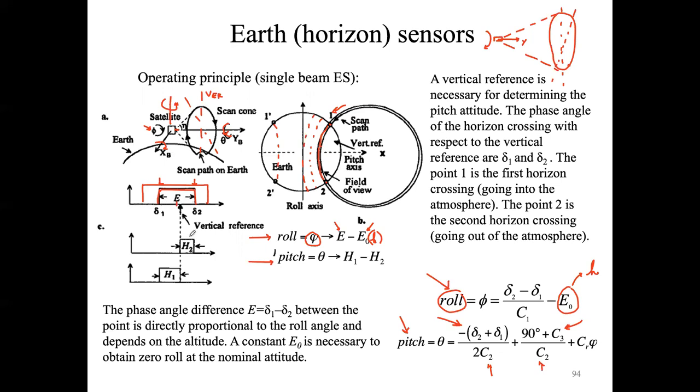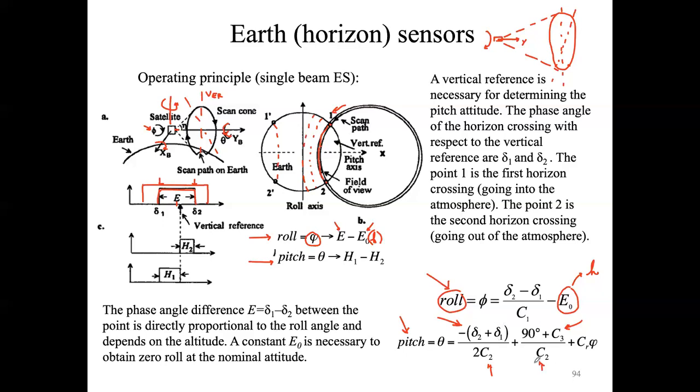You're going to measure H2 that is smaller than H1, or the opposite. That will depend on the sign of the pitch angle. As I said, here you have to take into account that delta 2 and delta 1 are measured with respect to the vertical reference frame. So you always have to consider delta 2 positive and delta 1 negative.